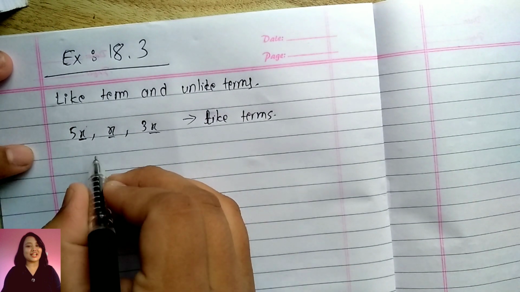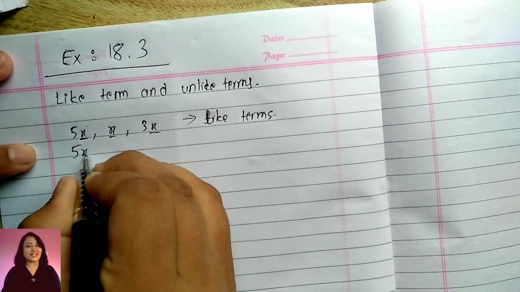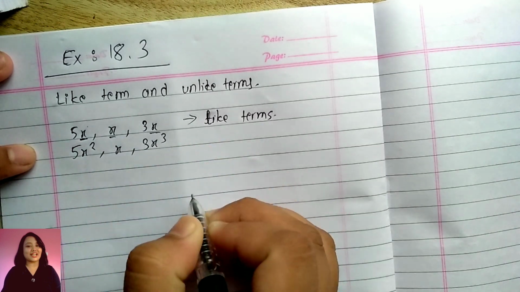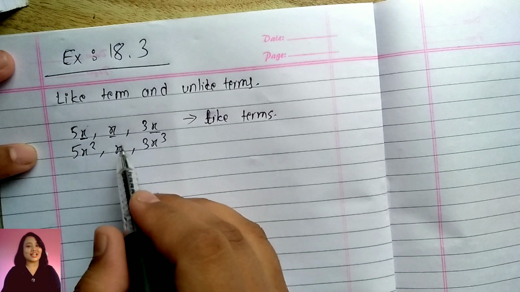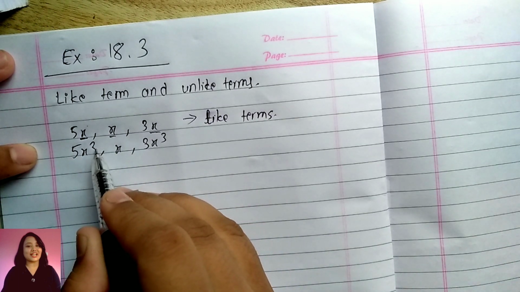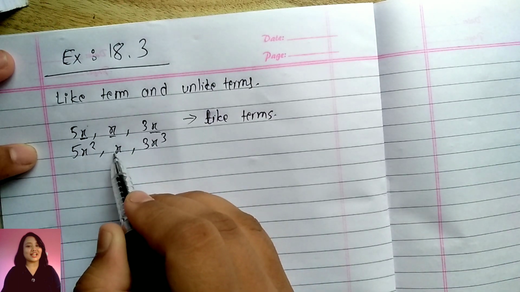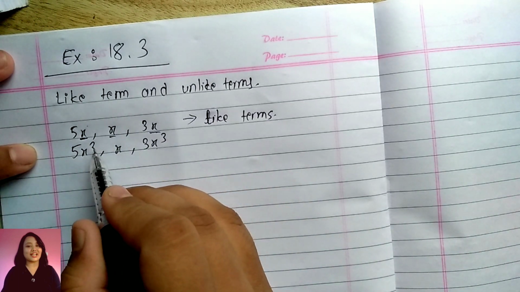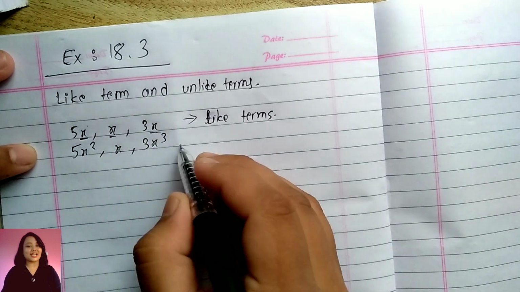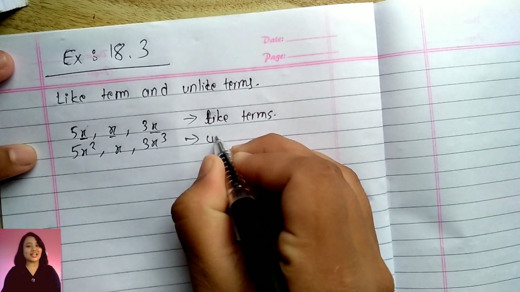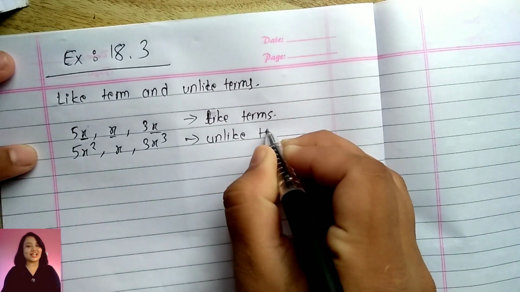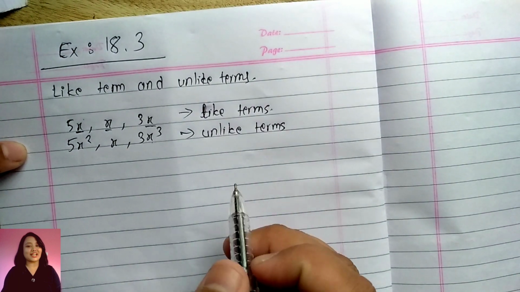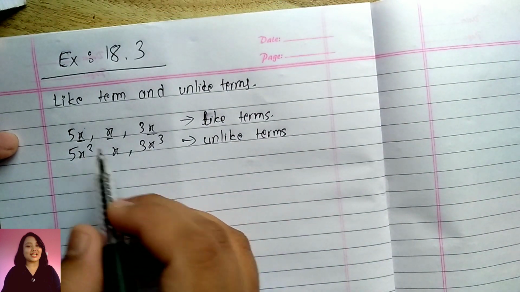Let me also give you an example of unlike terms. Suppose there is 5x square, x, and another is 3x cube. If such types of terms are given, then you can see here x has power 2, x has power 1, and x has power 3. So every time the power is different though the base is equal. In this case we have to say that these are unlike terms.